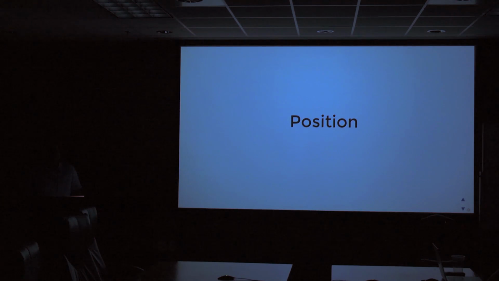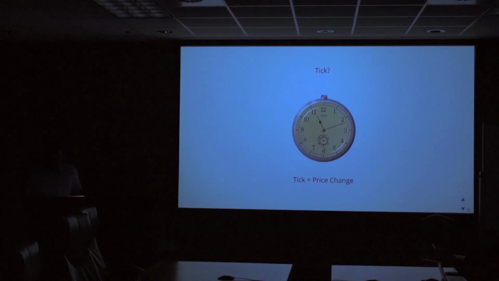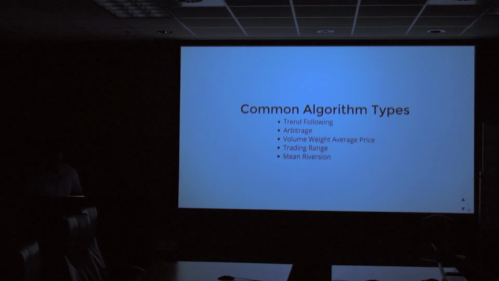Position is buying a commodity or stock at a specific value. These are just terms I'm going to use in a few minutes to explain what I did. A tick is a price change. In most markets, this is a penny or more in either direction. And so sometimes you have to model data after ticks. That's just another thing I wanted to point out.